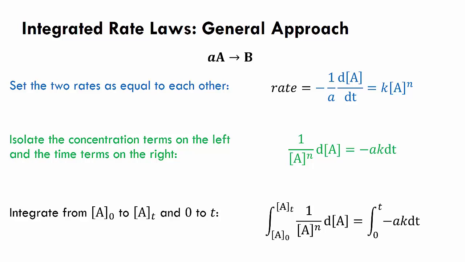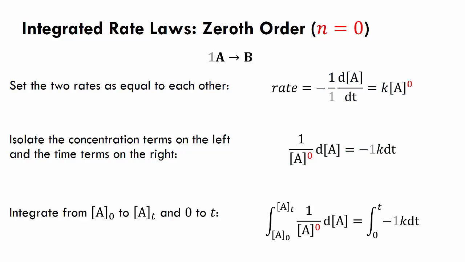Now let's take this general approach and apply it to zeroth, first, and second order reactions. First, let's look at zeroth order. For a zeroth order process, our exponent n is equal to 0. And here, we're going to take our coefficient, little a, to be 1. So our rate then is -dA by dt, which is equal to k multiplied by the concentration of A to the power of 0. We could also just write that as equal to k, since the concentration of A to the power of 0 is just 1.